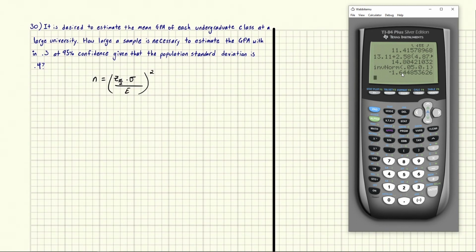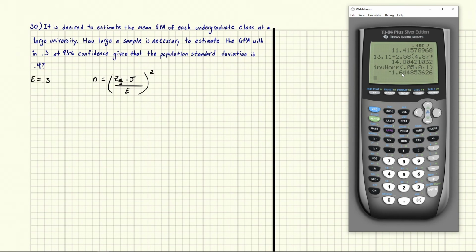So okay, let's find these things. First up, let's just go through the problem. So each undergraduate class, large university, how large is the sample? Okay. Here's our first number, 0.3. It says how large a sample is necessary to estimate the GPA within 0.3. So that "within" bit is a clue that this is the margin of error. They want to be within 0.3. So our E is going to be equal to 0.3.